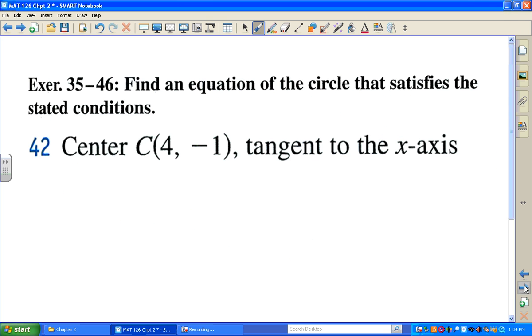All right, 34. Oh! Here it is, tangent to the x-axis. Find the equation of a circle that satisfies the stated conditions. I love that question. I love the word tangent thrown in there. So take a few minutes and come up with that. See if you can come up with an equation.